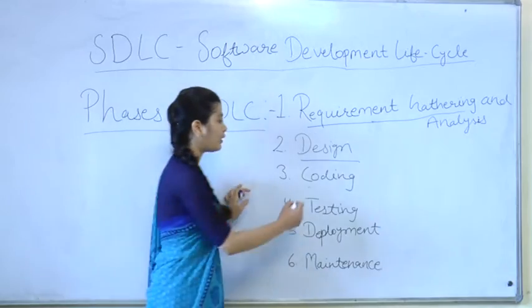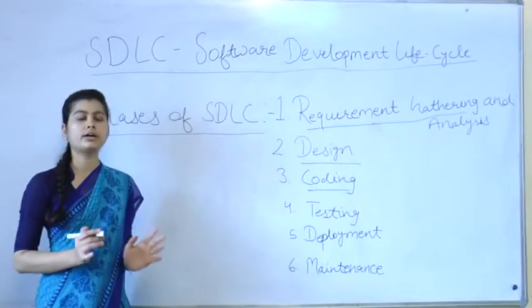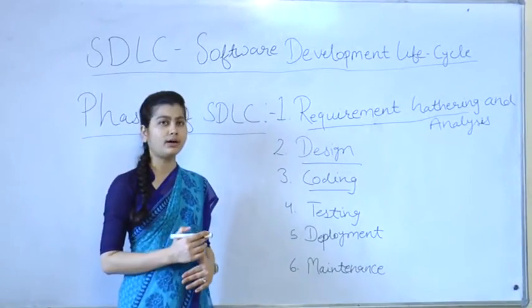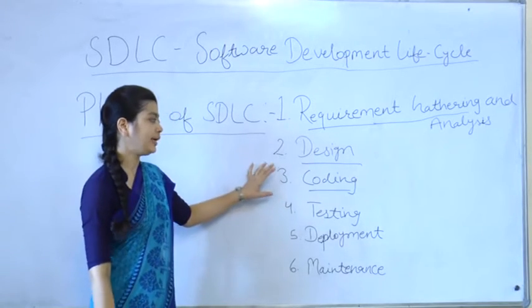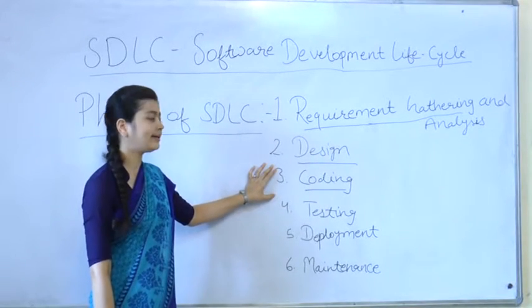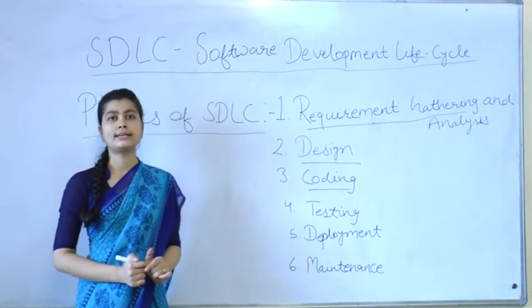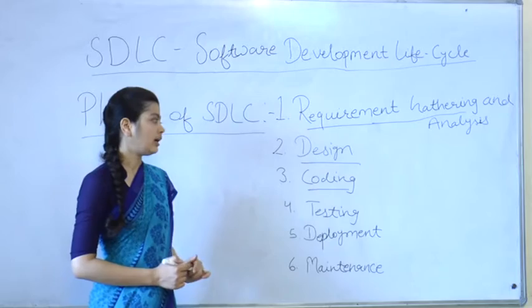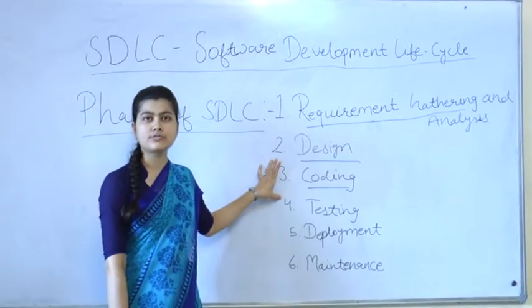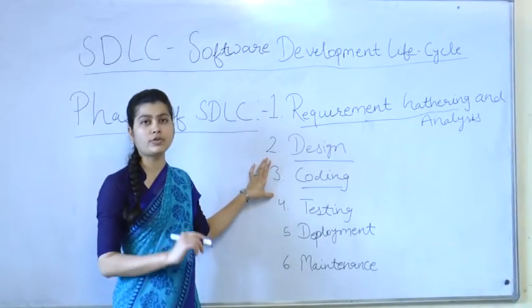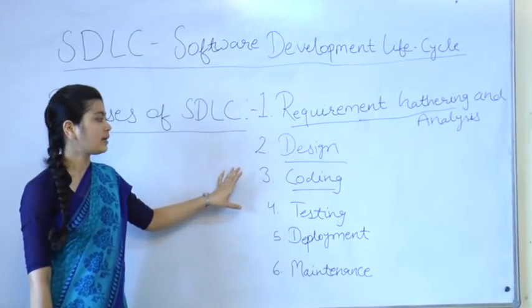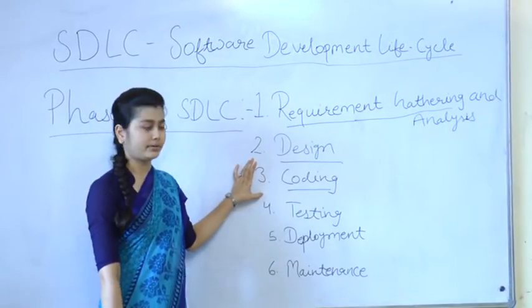The third phase is the coding phase. In this phase, the overall work is divided into modules and units. Each unit is independently coded. In this phase, the code is generated. It is basically the development phase. It is also known as the core phase of the software development life cycle. In this phase, the main focus is on the developer.